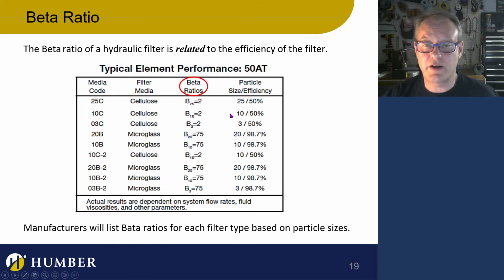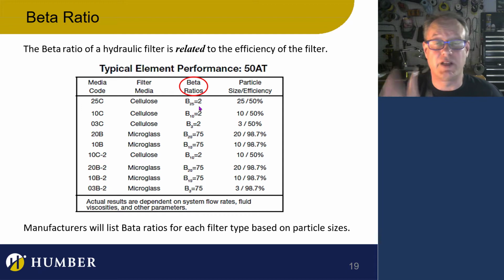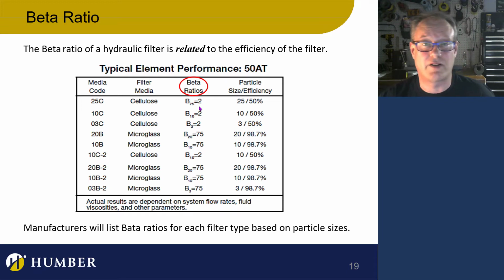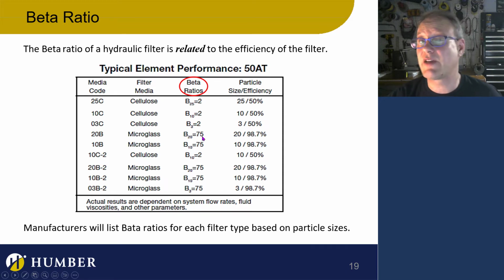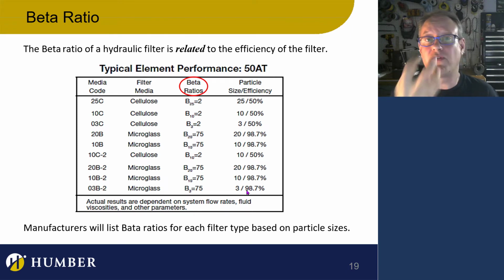Essentially, what's going on here is that if I have a beta ratio of 2, it's 50%. A beta ratio of 2 is 50%. That's ridiculously low. That's not good at all. But if I go down, look at these numbers. If I jump up to 98.7%, the beta ratio is 75. Now, if I go up any higher, the beta ratio is going to get greater and greater and greater. So if I had 98.7%, that's a really good percentage of filtration.